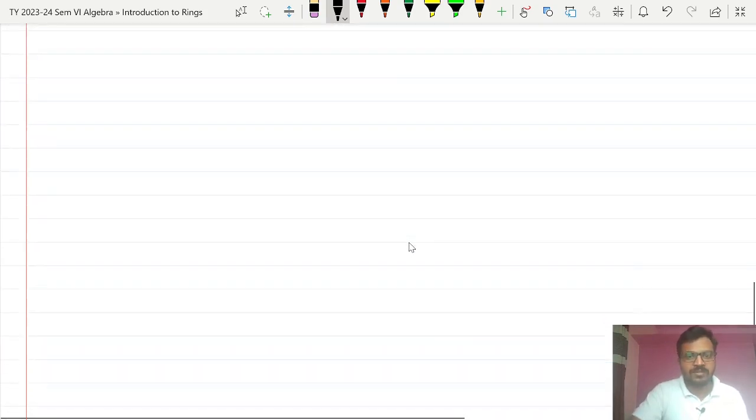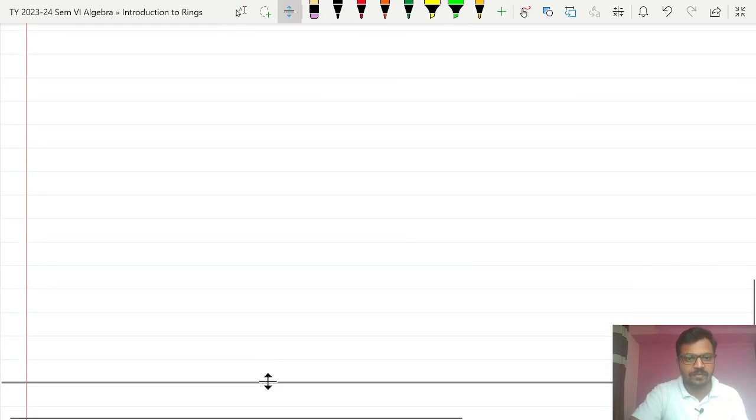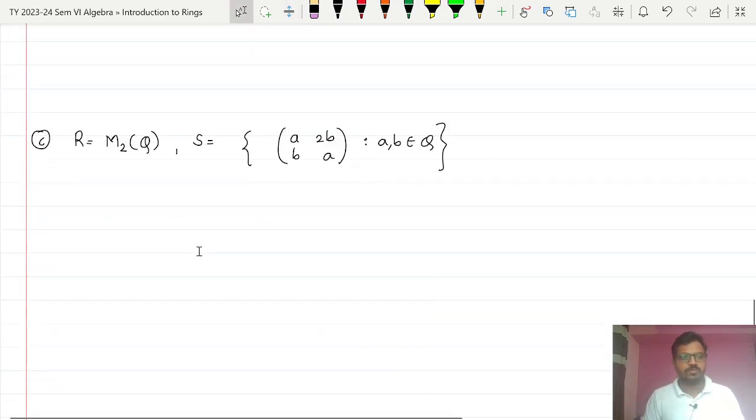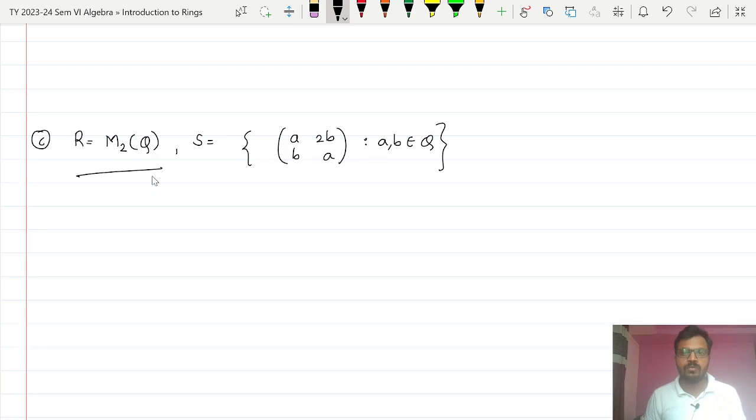Now moving towards the next one, so I leave this example for homework, I leave it to you. What is the difference between the previous examples and this one? Now here the ring is not M2 of R, it is M2 of Q, meaning it is again a collection of 2 by 2 matrices, but the entries are rational numbers now, right? They are not real numbers. So this is the first change.